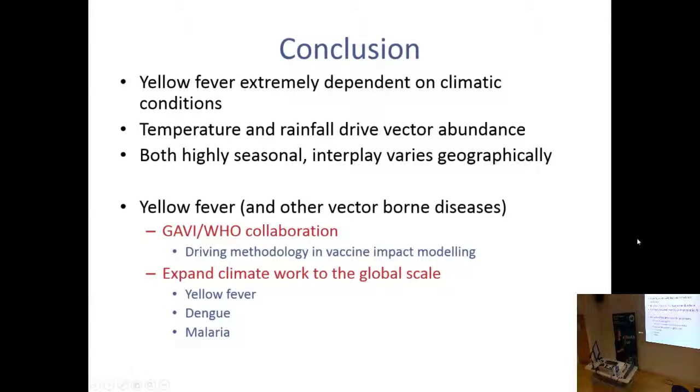So in the broader scale, I'm working on yellow fever in a collaboration with Gavi and WHO, and in the wider context of vaccine impact modeling and the climate work. So far we've focused on Africa, but we're also looking to extend to the global scale, and also getting involved on top of yellow fever in some dengue modeling, and obviously there's a lot of malaria work going on.